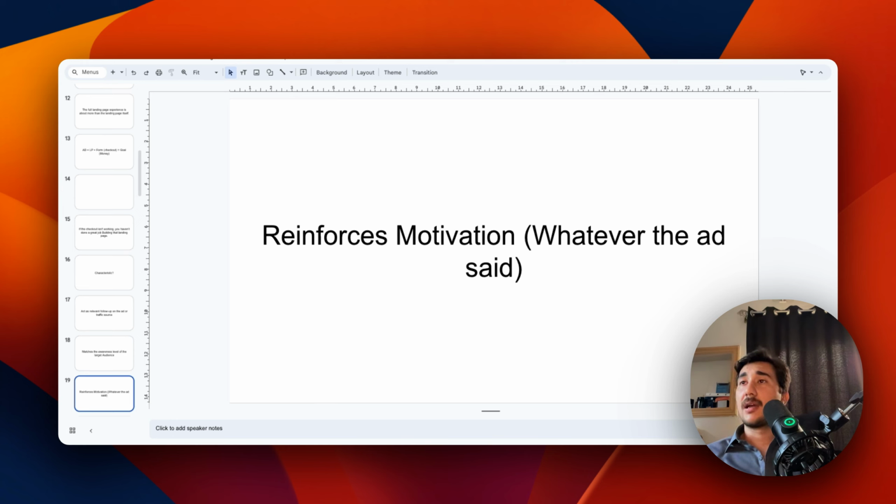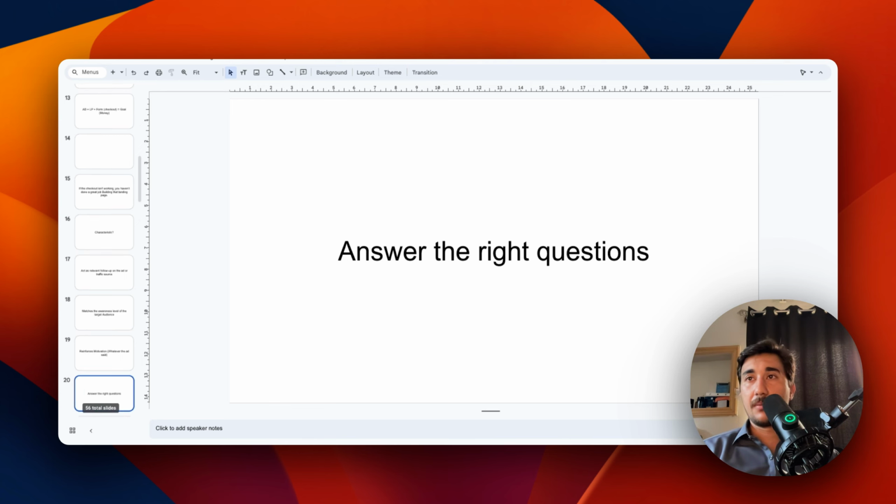Reinforce motivation. Whatever the ad says, if the ad says we are giving 20% off, you would motivate the customers on the ad level to make the purchase. If the goal is a purchase, motivate them to get the purchase. Give them the benefits of the product, give them the features of the product, so you can motivate them to go to the gym. I'm just kidding.